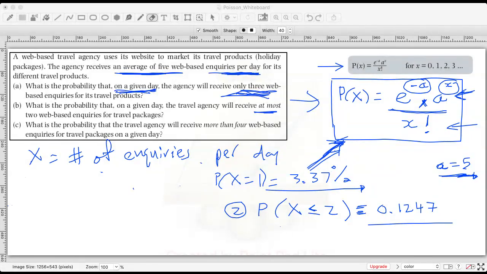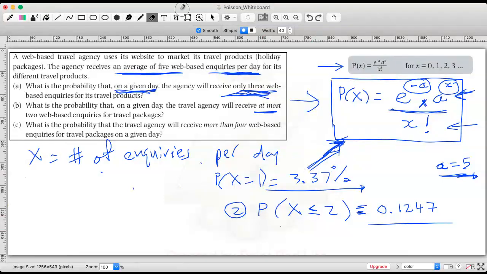Then you just add. Yes, you add all of them up. Remember, this is a cumulative probability. So it means x less than or equal to 2 means you need to add up when x is 0, x is 1, and x is 2. And that's your final answer.